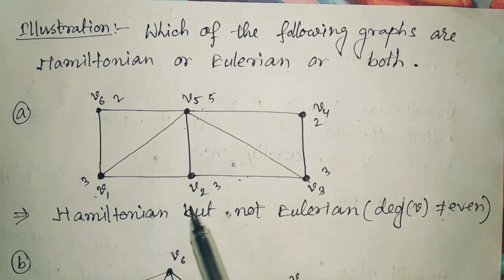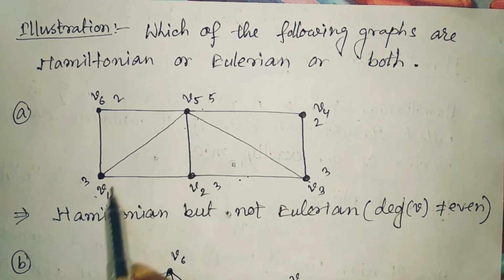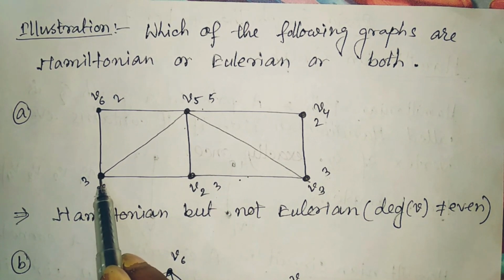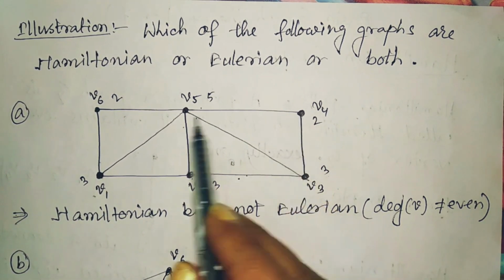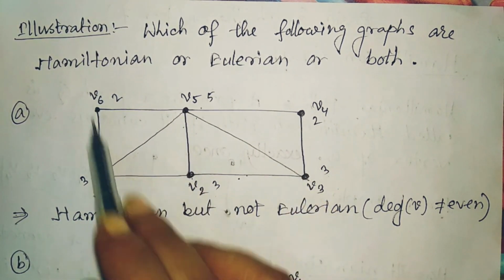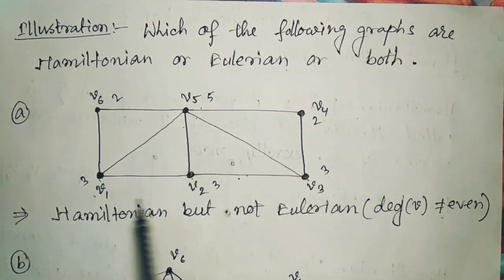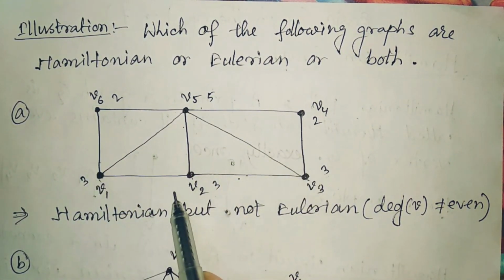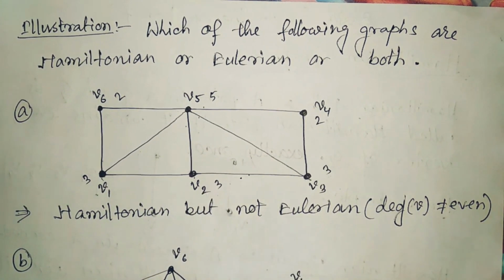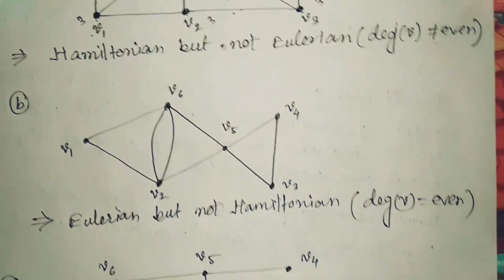But for Hamiltonian graph, we check whether a Hamiltonian circuit is there or not. So if we start V1 to V2, V2 to V3, V3 to V4, V4 to V5, V5 to V6 and V6 to V1, then it is forming the Hamiltonian circuit which contains all the vertices exactly once. So it is a Hamiltonian but not an Eulerian graph.